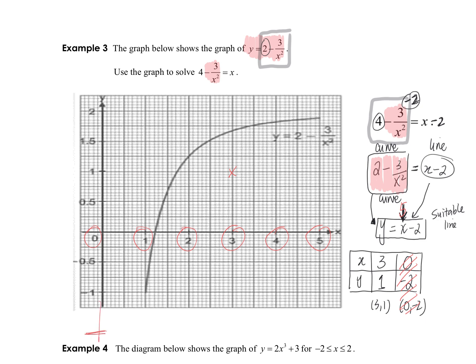So I choose something else, maybe I choose 1. So if I put in 1 here, 1 minus 2 is negative 1. So I plot in 1, negative 1 here. Okay, so go and plot out the 2 points, draw a line and form your straight line.